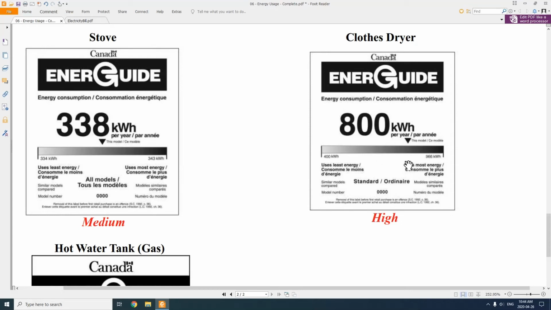So it's also important to look at that scale, right? So look at the location of the marker. That's the easiest thing. That's going to immediately tell you, is it good, medium, or high, right? Bad. But also look at the scale, right? Because in the case of the stove, there wasn't much of a difference, so I wouldn't worry about it. But in the case of the clothes dryer, that's a massive difference. So it's important to look at it there.